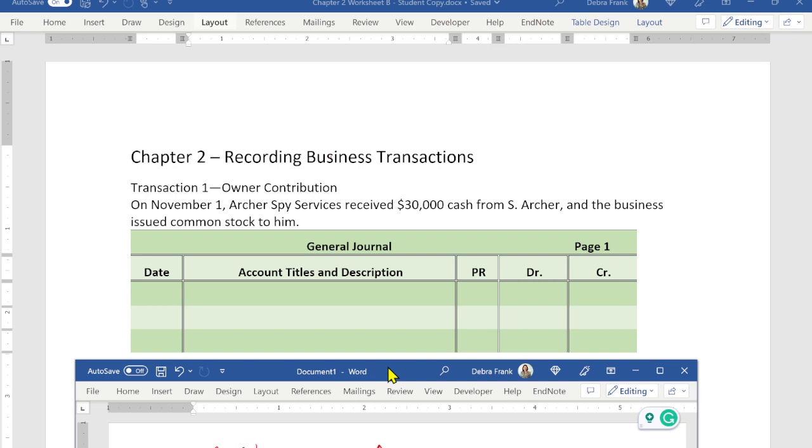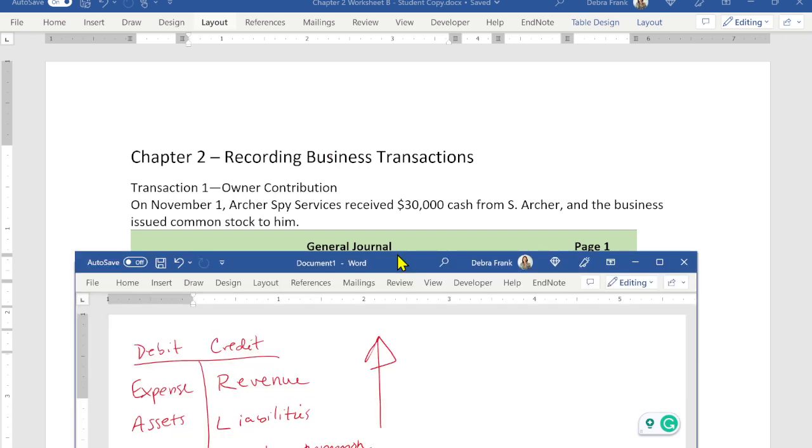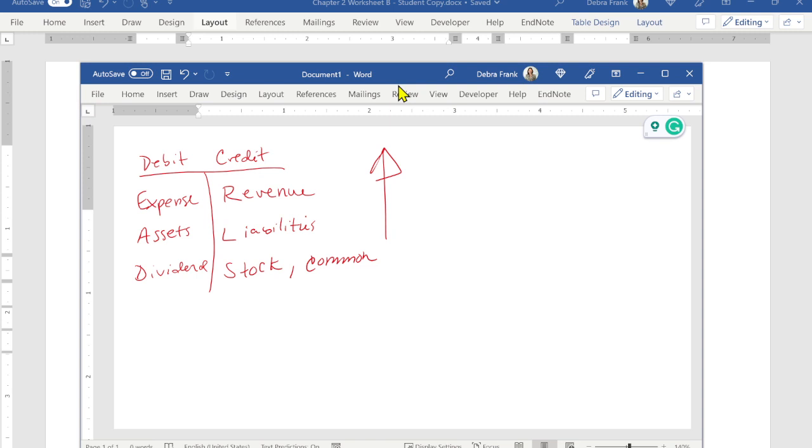We see here that on November 1st, Archer Spy Services received 30,000 cash from S. Archer, and the business issued stock to him. So we have two accounts affected: cash and common stock. The business got 30,000 in cash, and the business also issued stock, so it needs to reflect that it now has stock issued out. They're going to increase the stock account. They got 30,000 in cash, so we'll increase our T account.